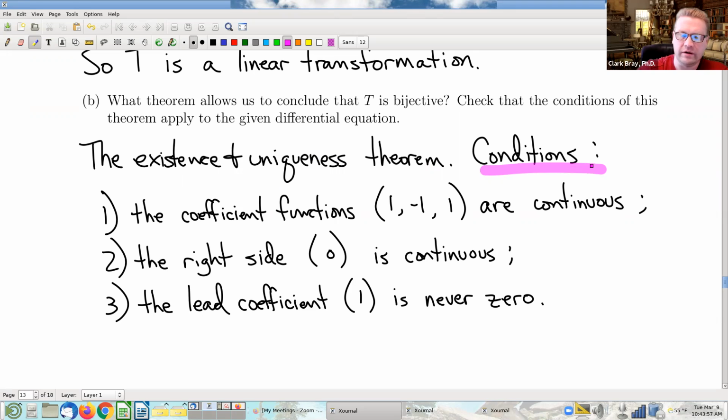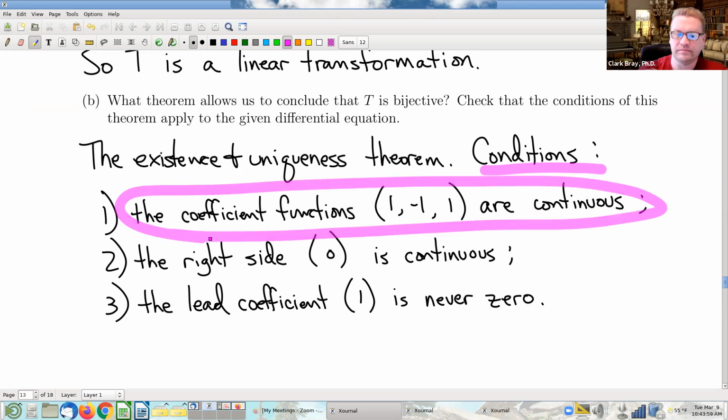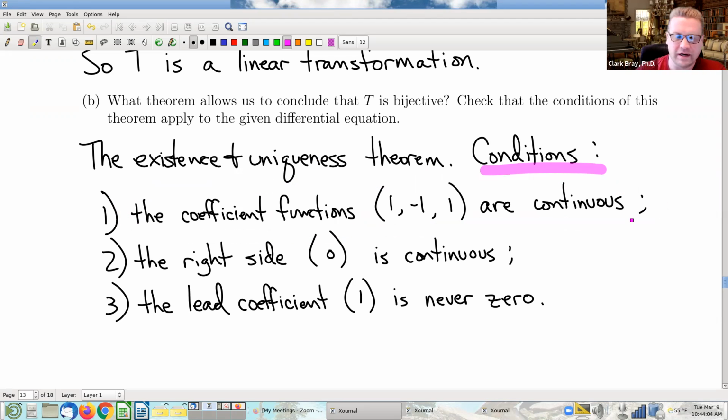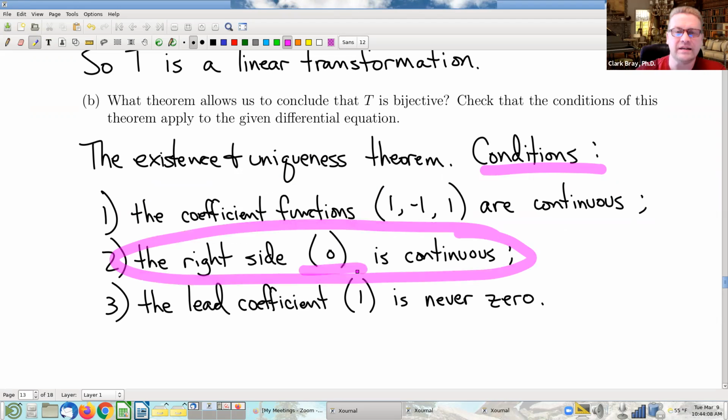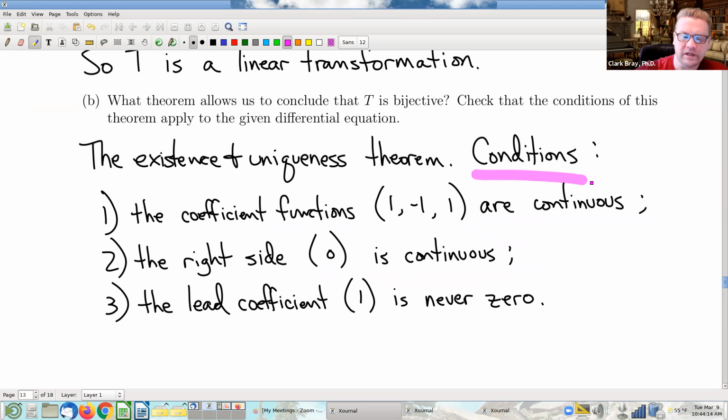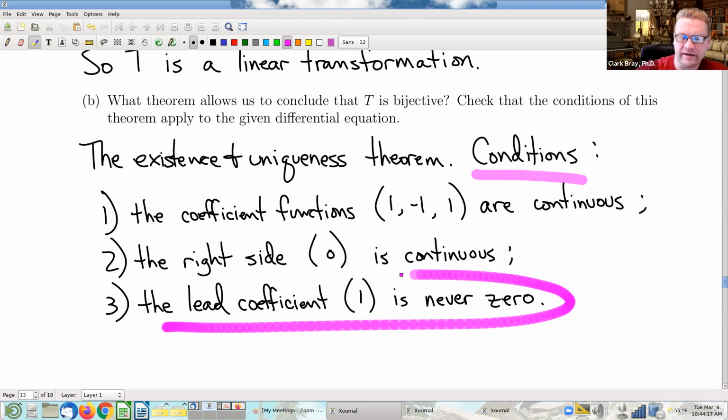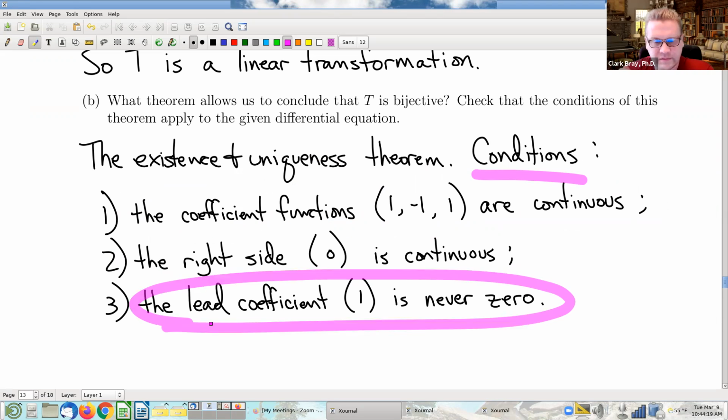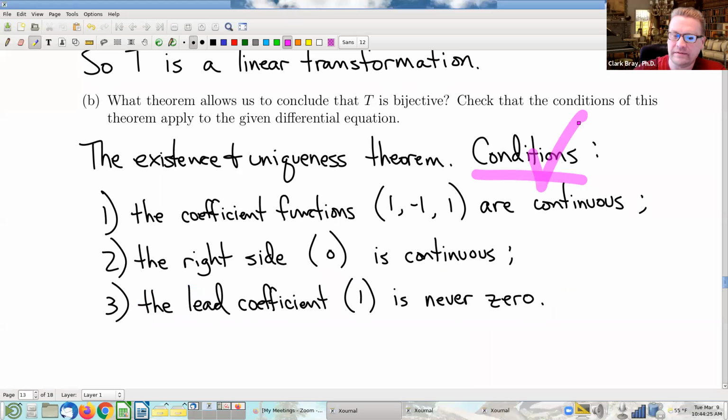We need for the coefficient functions to be continuous. Well, they're constants, right? So of course that works. Let's see here. We need the right-hand side. Well, this is homogeneous. So the right-hand side is just 0. That's a constant. Of course, that's continuous. We need for that lead coefficient never to be 0. Well, it's 1, which is rigidly not 0, right? So all the conditions are satisfied. So we've checked those conditions.